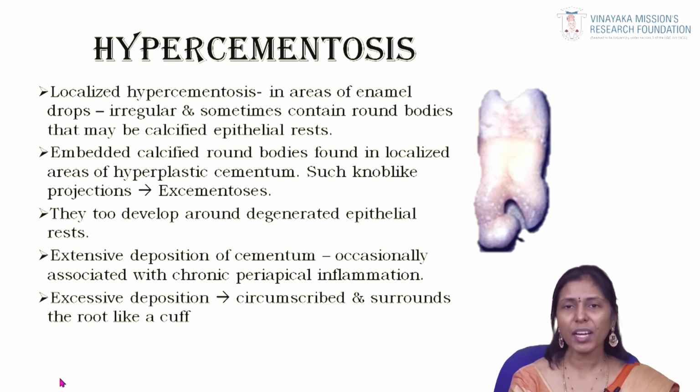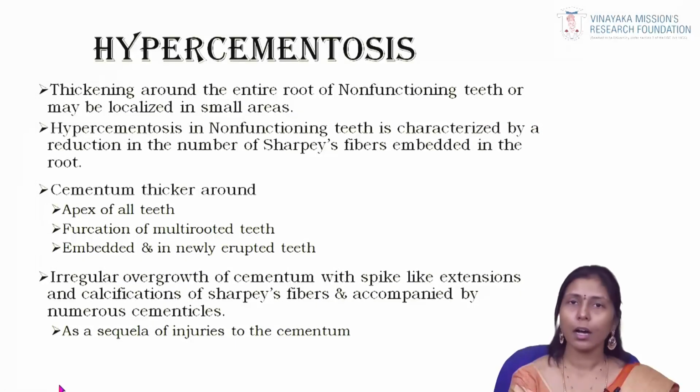Sometimes there might be Hertwig's epithelial root sheath that might get entrapped within the furcation region. There might be an enamel drop that is going to get calcified and it might result in hypercementosis. Hypercementosis may be seen extensively in teeth with chronic periapical inflammation. Sometimes you can see excessive deposition surrounding the root like a cuff. Hypercementosis also can be seen surrounding non-functioning teeth, or it may be localized in small areas. The cementum is usually thicker around the apex of all teeth, in case of furcation of multi-rooted tooth, embedded and a newly erupted tooth.